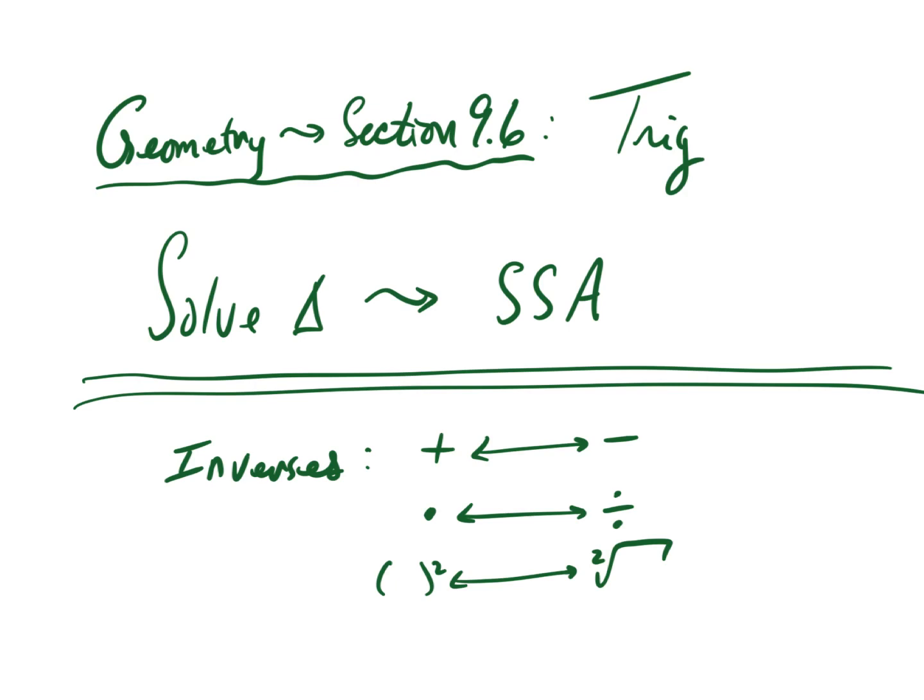So we're going to use inverses to solve triangles when we're given two sides and an angle. It's just that we're going to use a different type of inverse. Instead of adding and subtracting, multiplying and dividing, squaring and taking square roots, we're just going to use different types of inverses. Okay, and let me show you how it works.